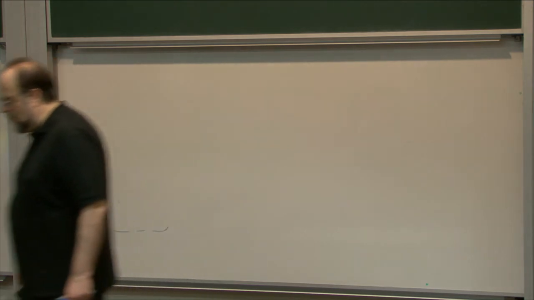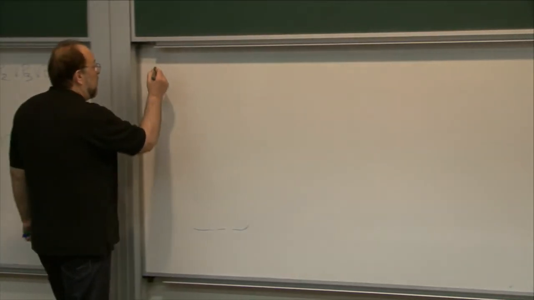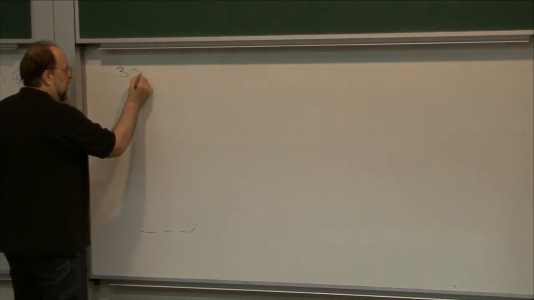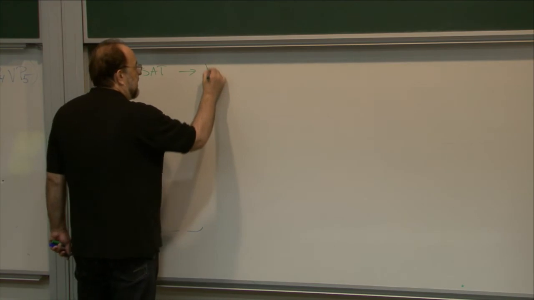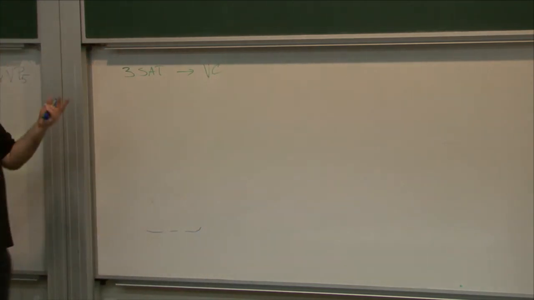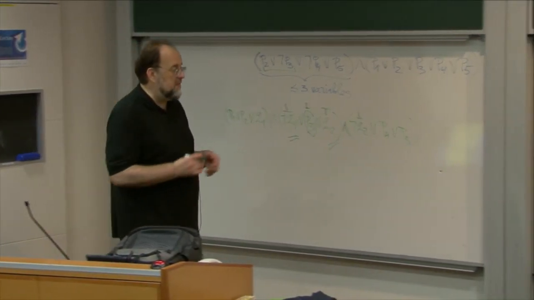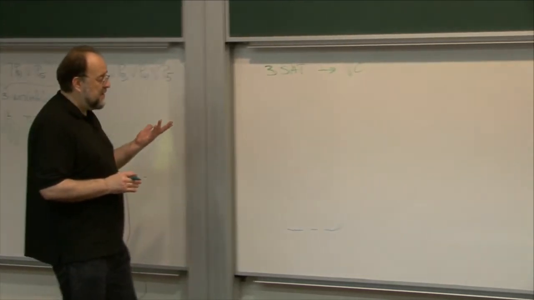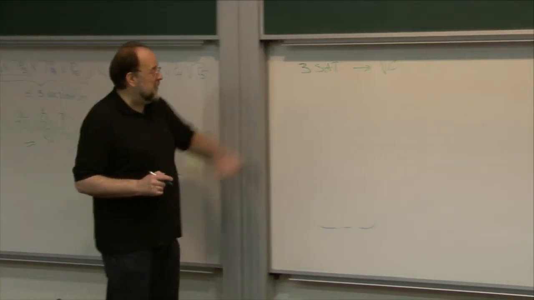And it's probably one of the most important papers in computer science ever written. So we want to reduce 3-SAT to vertex cover, right? Vertex cover is obviously NP. If I give you a guess, which is a set that forms a cover of a given size, then obviously you can verify it in polynomial time. Now, how do we do that?